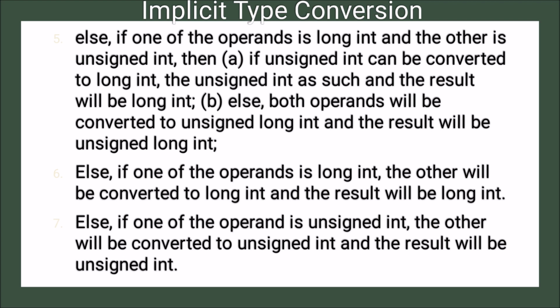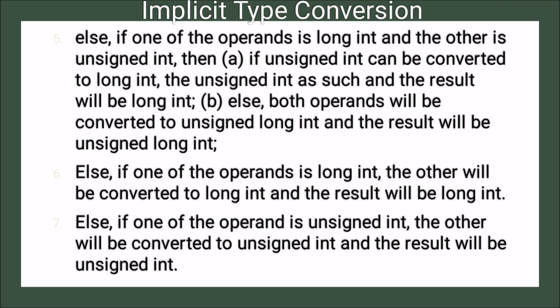Now the fifth is if one of the operands is long integer and the other is unsigned integer. So one is long, the second one is unsigned integer. Then basically two rules: if the unsigned integer can be converted to long integer, then it is converted as such and the result will be long integer. So if it is possible that the unsigned integer can be converted, then it is converted to long integer and the final result will also be long integer.